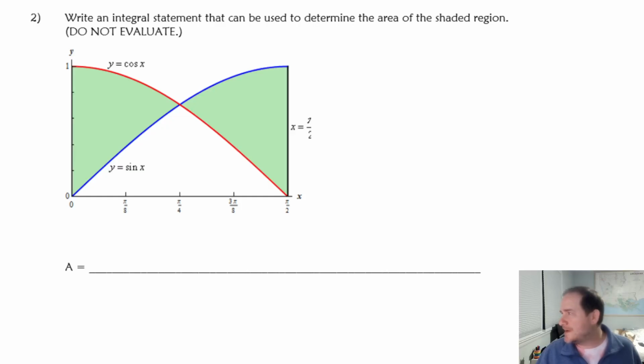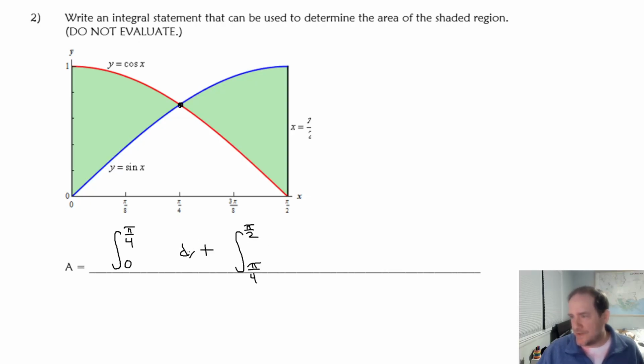Again, you see that there are two chunks of area, so you should be expecting the area to be one integral plus a second integral. The first integral is going to go from 0 to pi over 4, because that's their point of intersection. The second is going to go from pi over 4 to pi over 2. They both need dx's on the end.